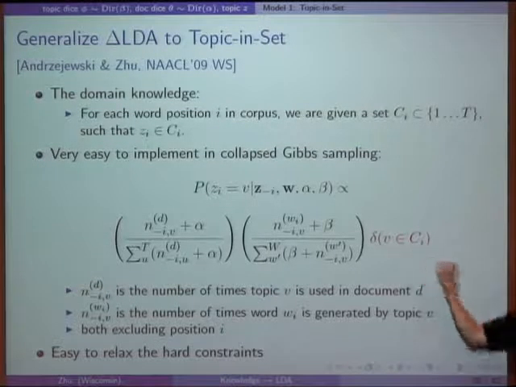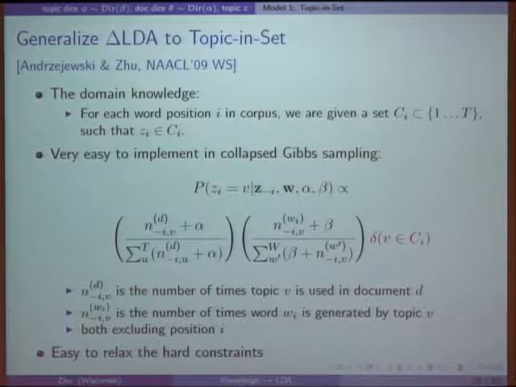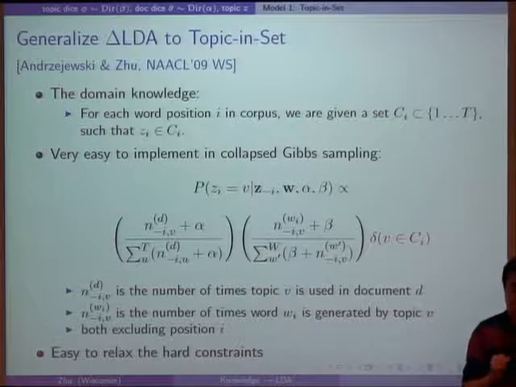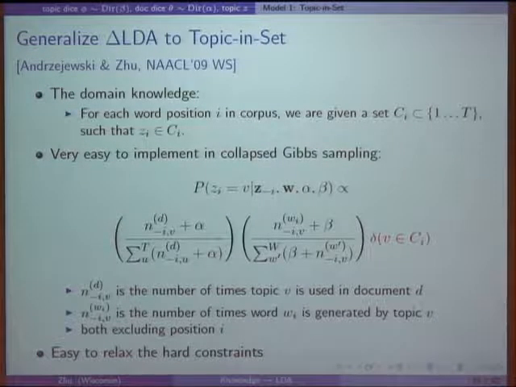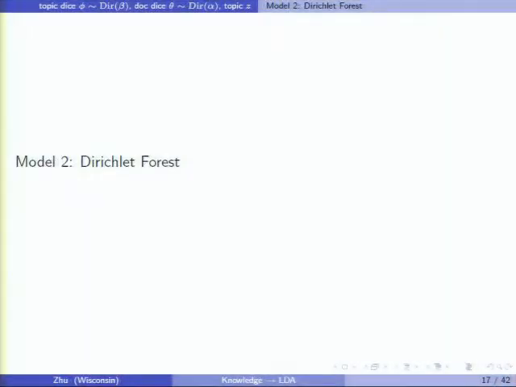You let this term be 1, otherwise it's 0, so you essentially forbid that Gibbs sampling to take values outside the set. Okay, so you can do that fairly efficiently. And you can also relax this hard constraint to something that's slightly softer, so that it's not strictly in the set, but you pay a penalty there. Okay. So this is a warm-up of how you could start to add interesting knowledge to topic models.